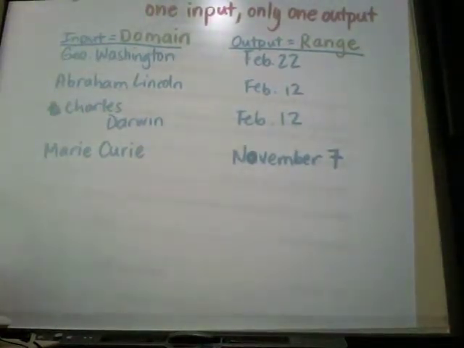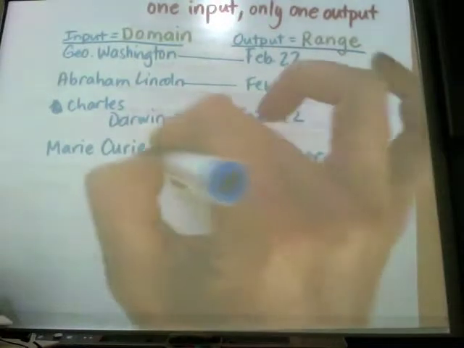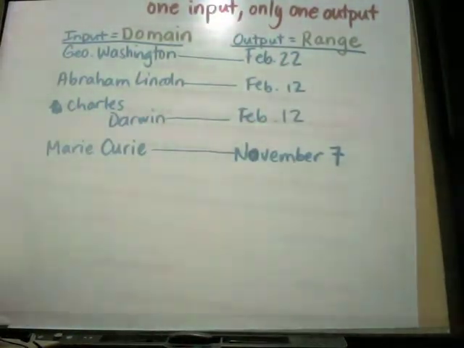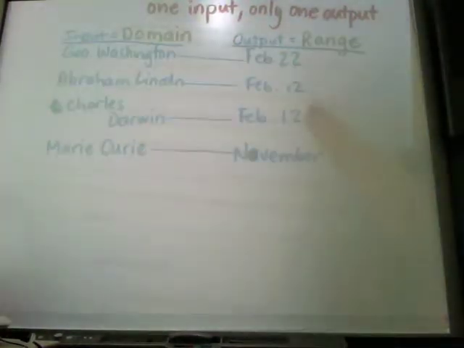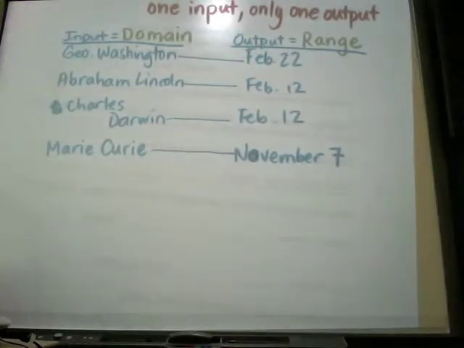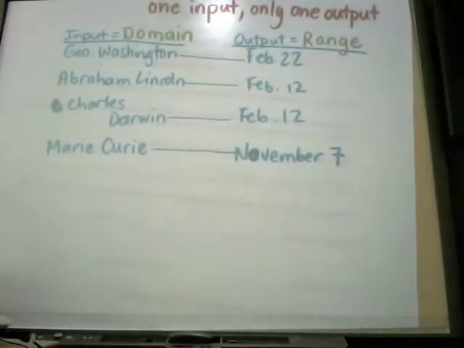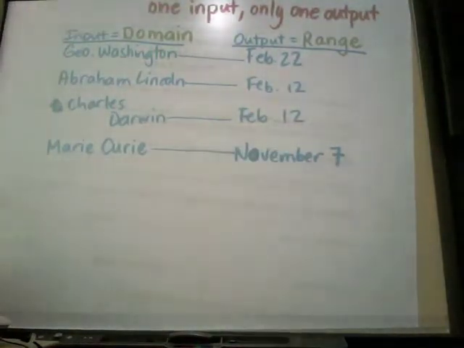Okay. For each one input, there's only one output. Even if the output is the same, even if the range is the same. So Darwin and Lincoln can have the same birthday, but for each one input, for each domain, there's only one range.